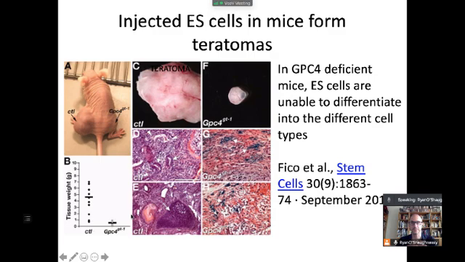And here it is. We inject those ES cells from mice. They form these teratomas. We can see this in the nude mouse. Here's our control. And here was that GPC4 mutant mouse, which is unable to differentiate into the different cell types. We can see here much larger teratomas, and the teratomas contain a range of different tissues. The tumours from the GPC deficient mouse have far less specification of tissues, so they're unable to differentiate into these different cell types.